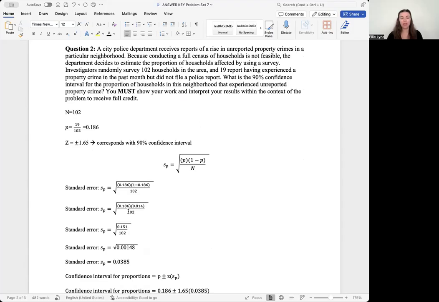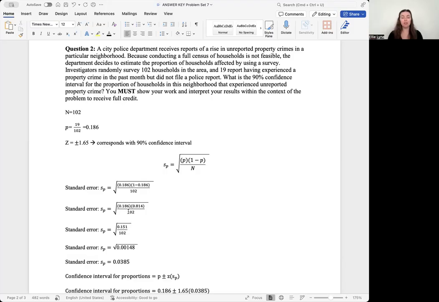Investigators randomly survey 102 households in the area, and 19 report having experienced a property crime in the past month but did not file a report. What is the 90% confidence interval for the proportion of households in this neighborhood that experienced unreported property crime? You must show your work and interpret your results within the context of the problem to receive full credit.